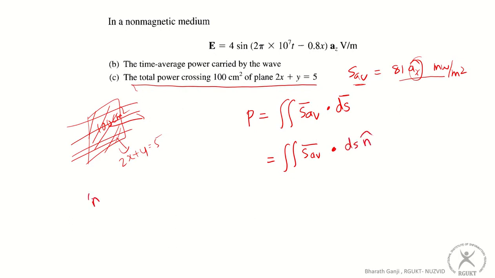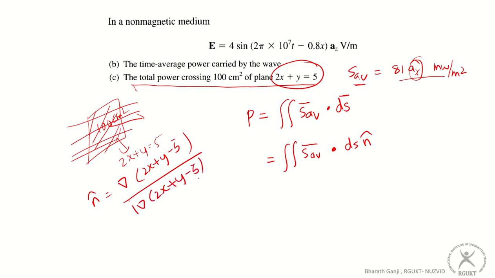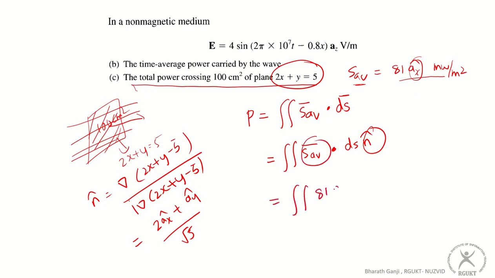So how do you get the normal to the surface? It is nothing but the gradient of this plane, 2x plus y minus 5, divided by the magnitude of the gradient of 2x plus y minus 5. If you do this, you get n cap as 2 ax cap plus ay cap divided by root 5. So I have n cap, and what I can see is this S average vector is a constant, 81 ax cap, dot producted with ds, and the normal vector is 2 ax cap plus ay cap divided by root 5.